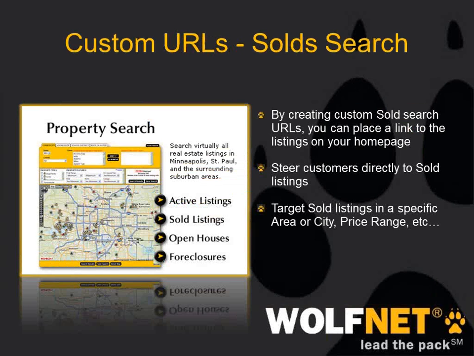Custom URLs that target sold listings can be created and placed on your website. This creates a direct link to sold listings in your market without having to go through the search solution itself. This also allows for marketing specific to sold listings on your website. You can also add other search criteria to the URL, such as specific cities, areas, and prices, in addition to other criteria you may want to target in the custom link. Custom search URLs can be created by using the URL Search Builder tool located in your back office.